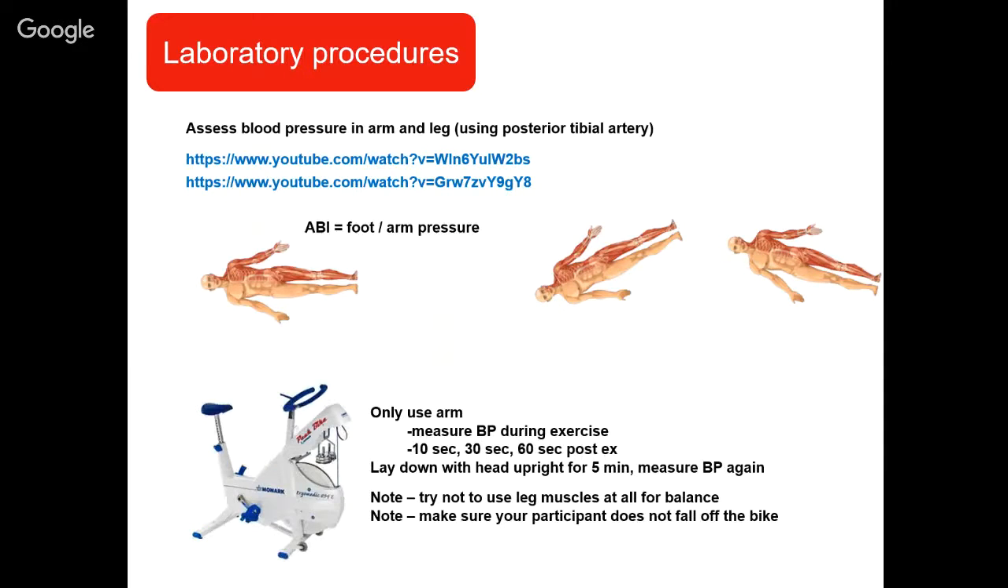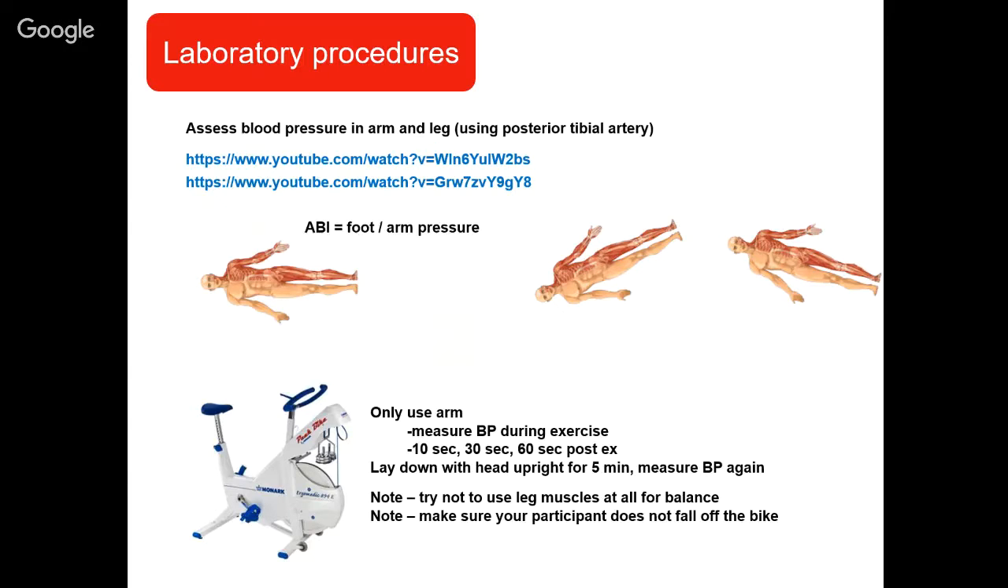So in lab, we're going to be exercising, as I said. We're going to be measuring blood pressure during that, and then we'll be measuring blood pressure after exercise. So immediately after, so 10 seconds, 30 seconds, 60 seconds after, and then we'll be laying down head up or head down. One of the keys here, I say note, during lab, you're going to try not to use your leg muscles for balance.